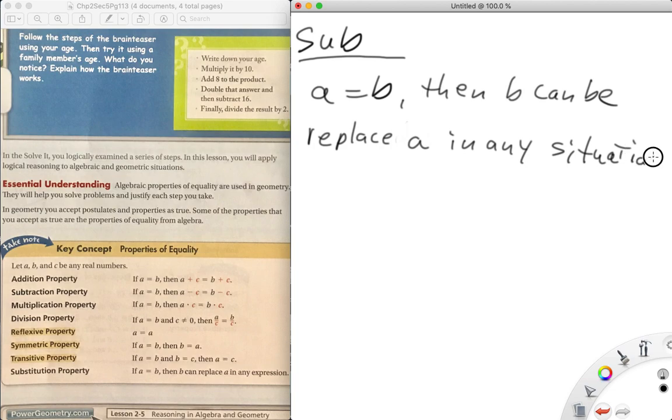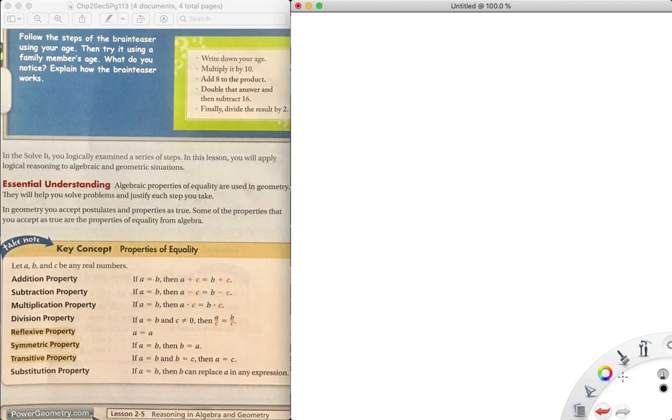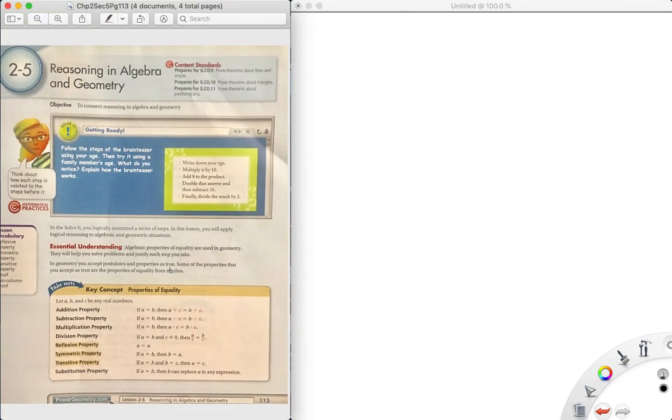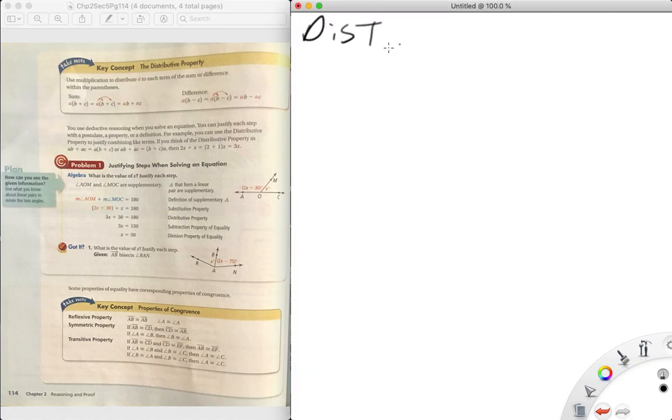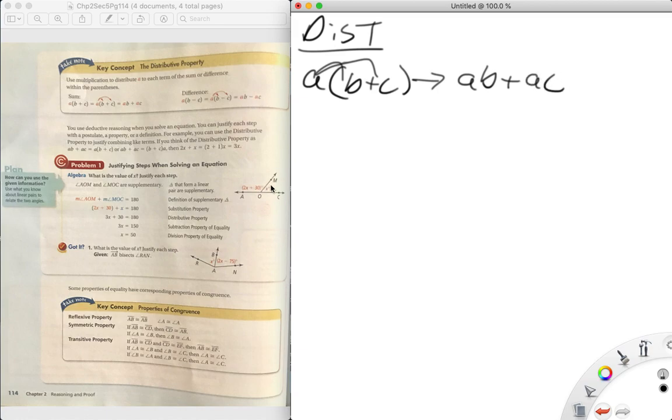Real quick, you guys have seen these before. You guys have used these many, many times. We have the distributive property of equality. And the distributive says that if we have some number multiplying some expression in the parentheses, then everything inside the parentheses is going to be multiplied by everything outside the parentheses. So this is going to be A times B plus A times C. It also works with subtraction.